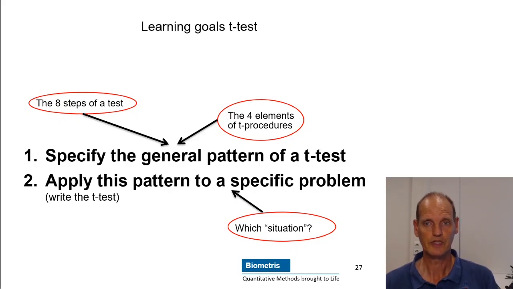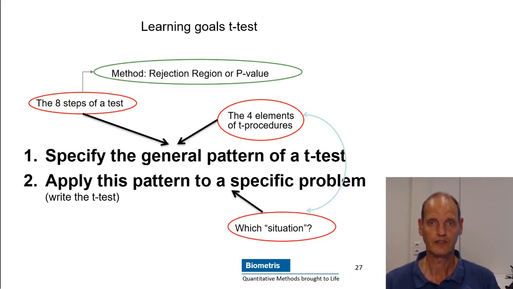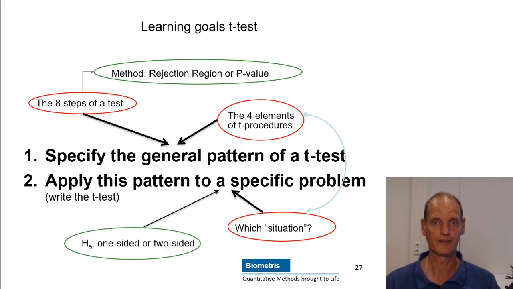If you apply this to a specific problem, then you have to know which situation applies, and based on that, you will also know which are the 4 elements of the t-procedure that you have to use for that specific case. Then if you do a test, you have to decide which method you use. Sometimes students use both methods, but you should always choose one, the rejection region method or the p-value method. And a specific problem can have a one-sided alternative hypothesis or a two-sided alternative hypothesis. So this is a kind of overview of everything that relates to the t-test.